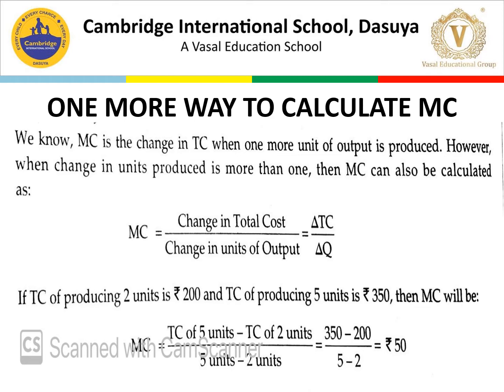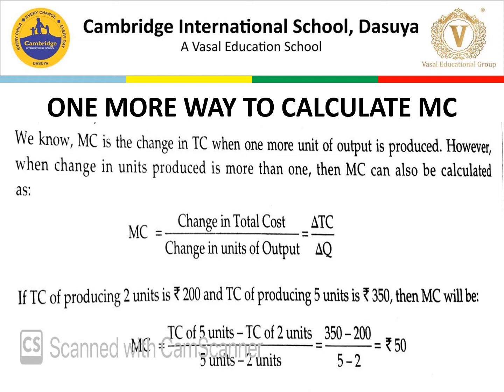Now you can see the example over there. Like we have already done, TC of producing 2 units was 200. TC of producing 5 units is 350. So MC will be the change in TC, that is TC of 5 units minus TC of 2 units. Similarly, we have to find the change in output. 5 units were produced now, and previously it was 2 units, so we have to subtract it.